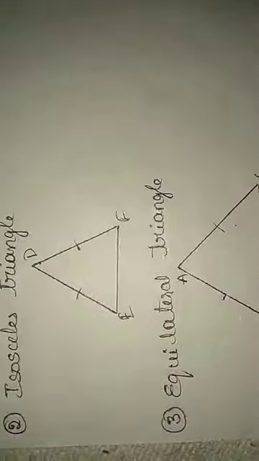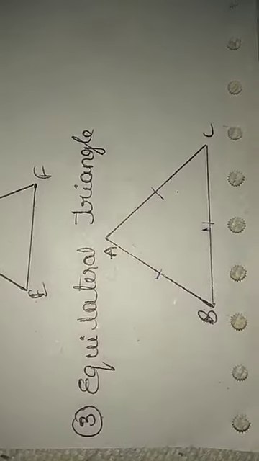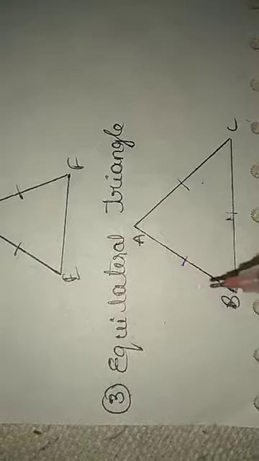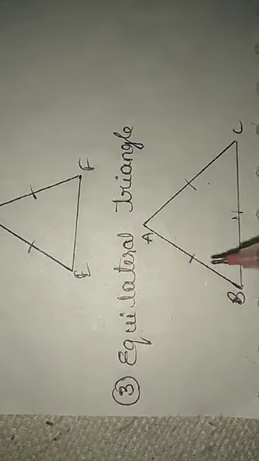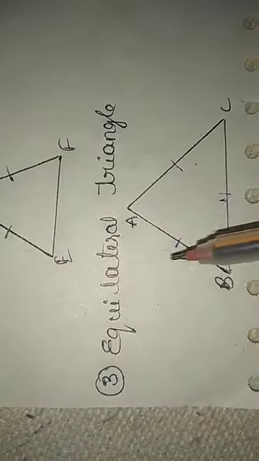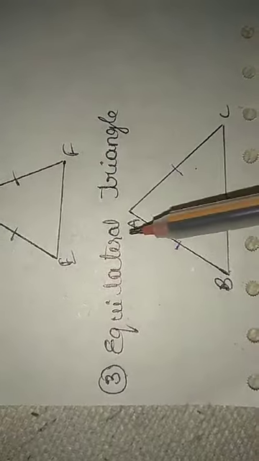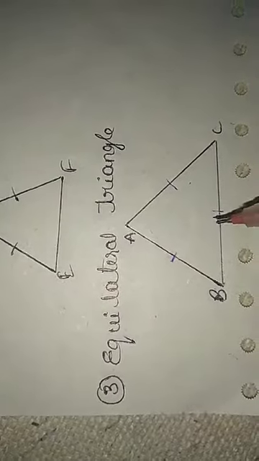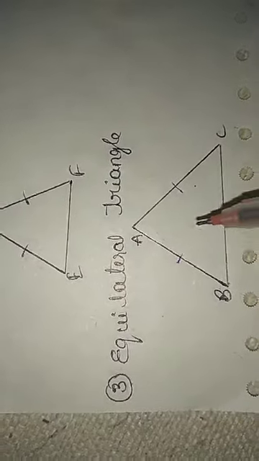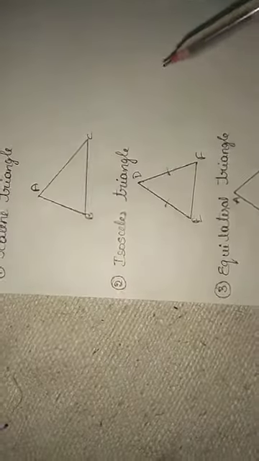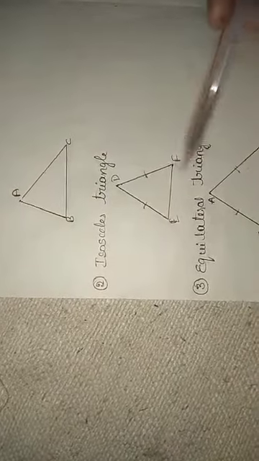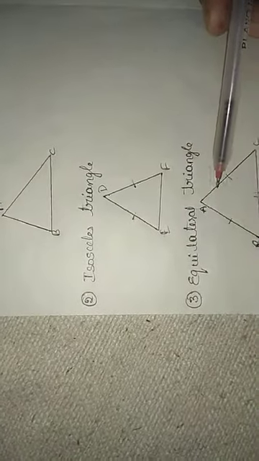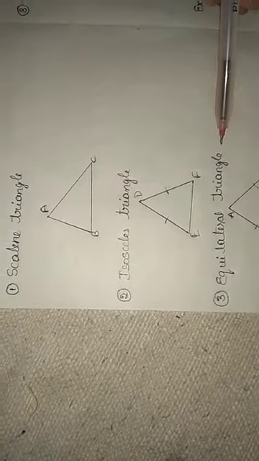Next comes the equilateral triangle. An equilateral triangle means a triangle in which all the sides are equal. See, in this triangle ABC, I have side AB equal to BC equal to CA. Then I can say this triangle is an equilateral triangle. These three are the types based on sides.